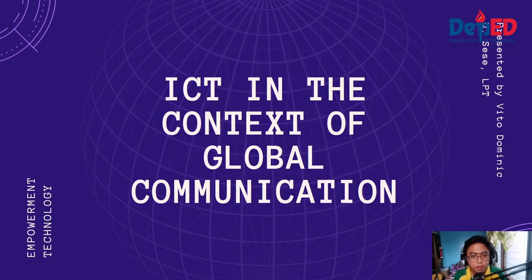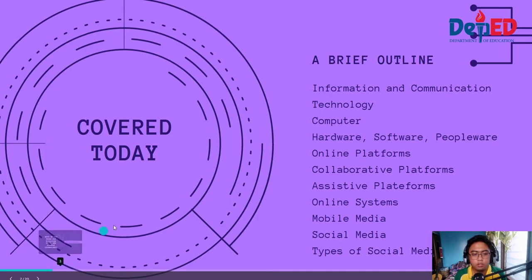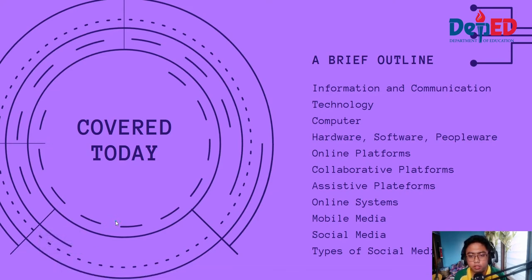So for our first topic in our new series for Empowerment Technology, we have ICT in the context of communication. So let's start. For today, we're going to cover the following: information and communication technology, computers, the elements of a computer system, which is hardware, software, and peopleware, online platforms, collaborative platforms, assistive platforms, online systems, mobile media, social media, and the different types of social media.